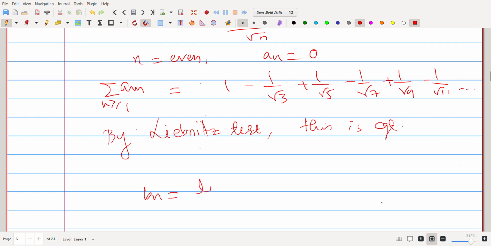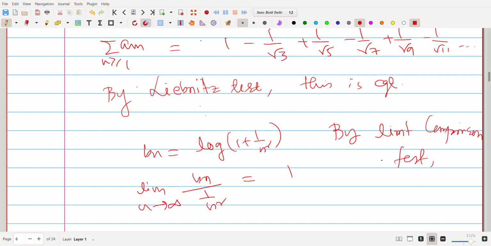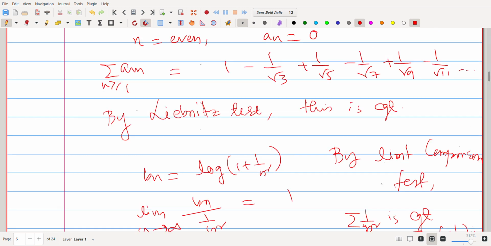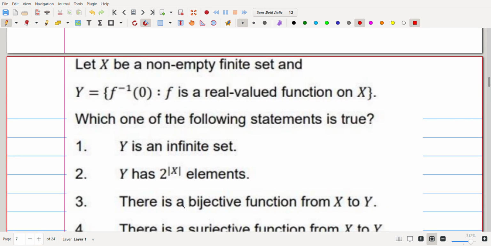And the second one, say bn equal to log(1 plus 1 by n square). So limit n tends to infinity, bn by 1 by n square equal to 1 by definition. Hence by limit comparison test, summation 1 by n square is convergent implies summation log(1 plus 1 by n square) is also convergent. Hence both a and b are convergent. Move to the next one.